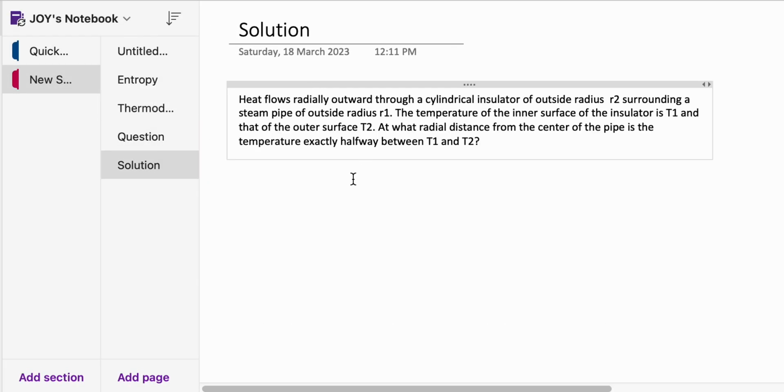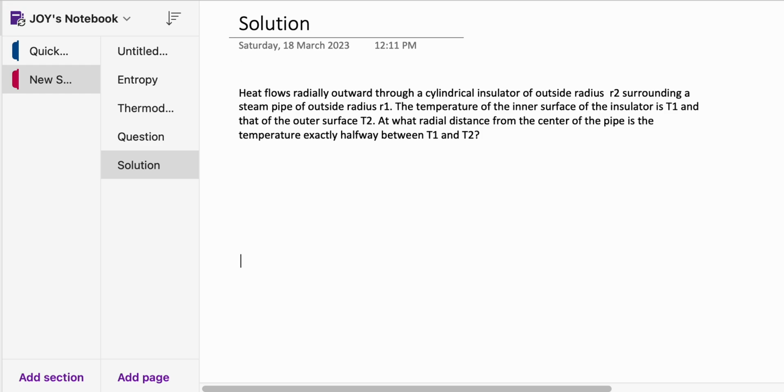What is asked is: heat flows radially outward through a cylindrical insulator of outside radius r2 surrounding a steam pipe of outside radius r1. The temperature of the inner surface of the insulator is T1 and the temperature of the outside surface is T2. At what radial distance from the center of the pipe is the temperature exactly halfway between T1 and T2?